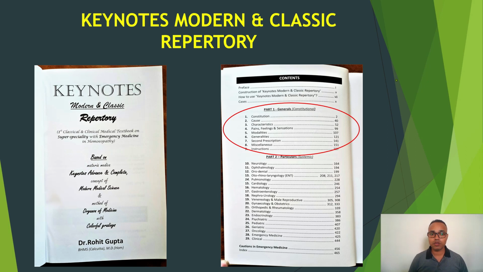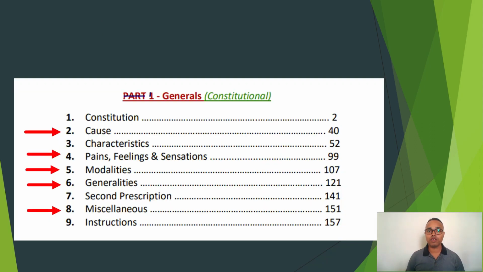Here you will see 2 types of approaches with the same case-taking format of acute diseases in this repertory. Now open the page Contents and see Part 1 Generals with 9 chapters, in which these 5 chapters are following. I will show one by one all these 5 chapters with examples.